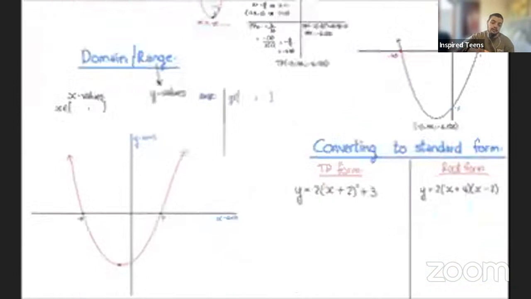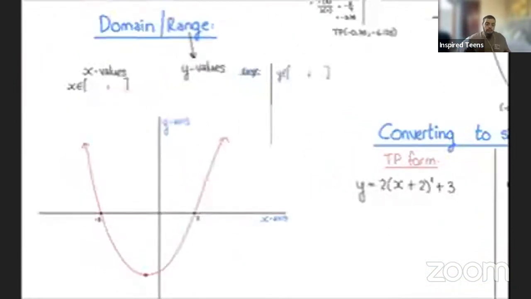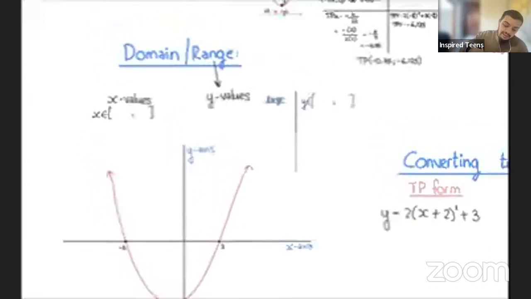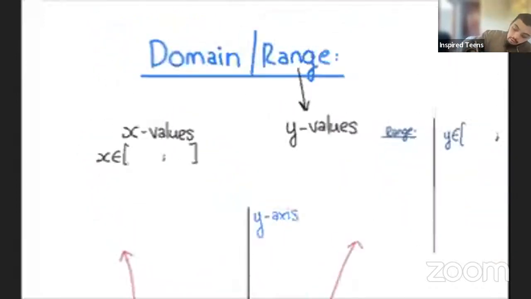Okay, let's have a look at domain and range. Now, this is very important for us to understand: how to work our way around the Cartesian plane, and understanding how far in terms of x values and what in terms of y values. So firstly, when we talk about domain, we talk about x values.